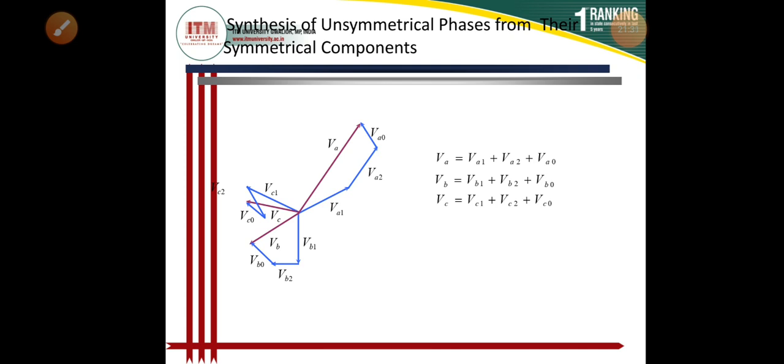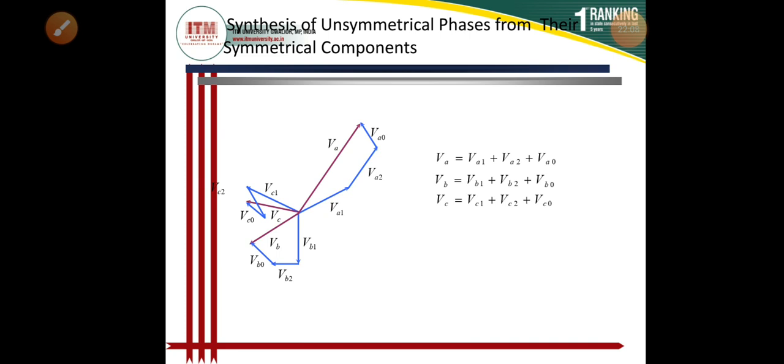Similarly to voltage, we can talk about current also. We can use the same subscripts for current as I have shown for voltages. For the positive sequence component, I take the subscript as 1, for the negative sequence component the subscript is 2, and for the zero sequence component of the current, I take the subscript as 0.